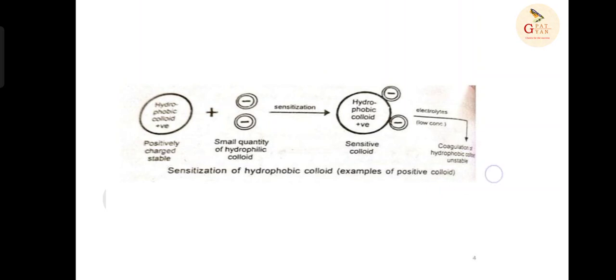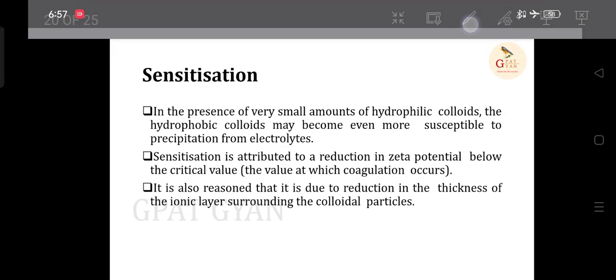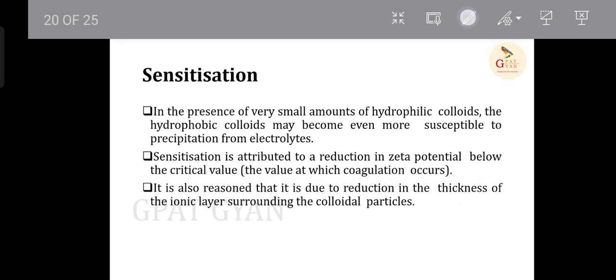Okay, so now through the theory portion: in the presence of a very small amount of hydrophilic colloid, the hydrophobic colloid may become more susceptible. They become more susceptible to precipitation from the electrolytes. So precipitation is the main terminology here. Sensitization is attributed to a reduction in the zeta potential below the critical value. The zeta potential will be reduced, and the reason is the reduction of the thickness of the ionic layer surrounding the colloidal particles.